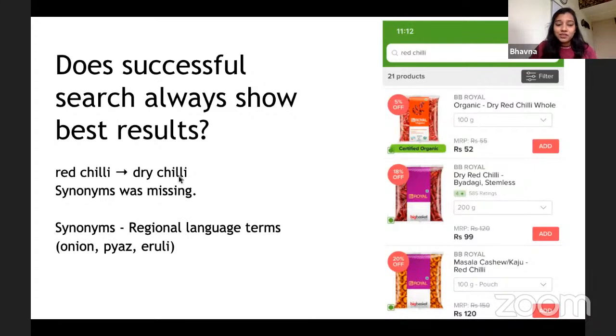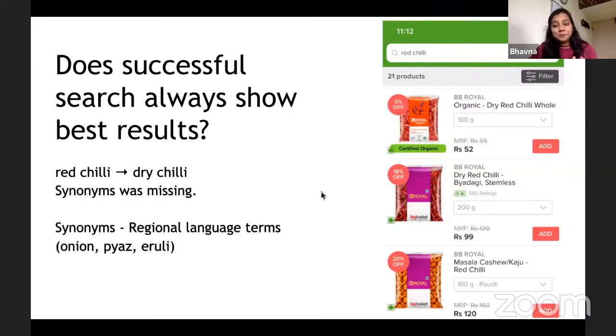Now what we did here is we said that red chili and dry chili are synonyms. It was a 2 minute fix. Once I added dry chili and red chili as synonyms, we started showing organic red chili, stemless red chili, and all of these products. So that was the first thing that we did.